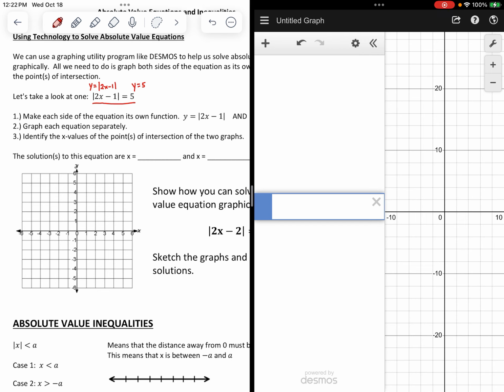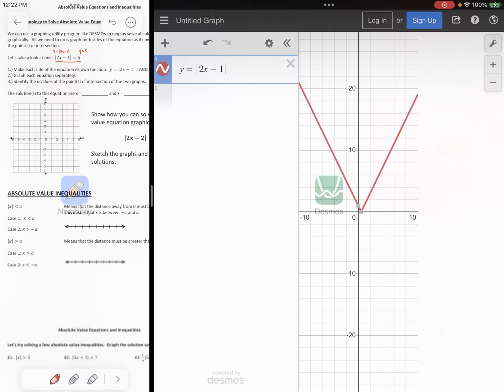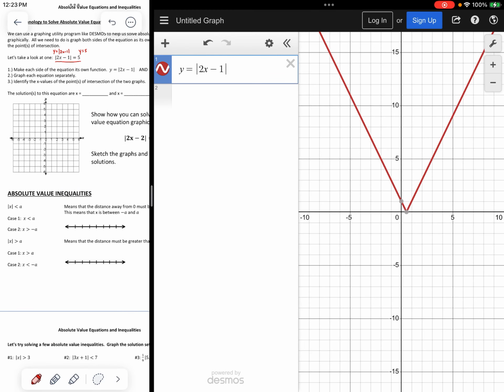So you'll want to open up your Desmos graphing calculator, and in Desmos, you're going to want to enter those two equations which we just established. Y equals, and there are absolute value symbols on that Desmos calculator. You see it down there on the bottom with an A in between. And then type in 2x minus 1. You'll notice the graph of an absolute value is shaped like a V. This is true for all absolute value equations. They're shaped like a V. It's called the absolute value family of functions, and their graphs are typically always in this shape.